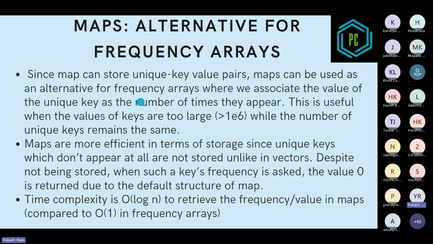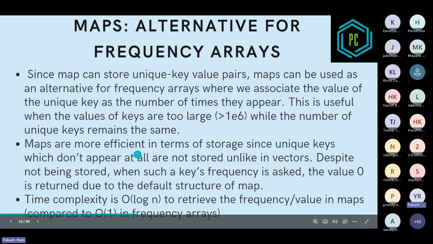But note that the number of inputs remains the same. So we can use maps here. Maps store unique key-value pairs. Here the key can be the value of the input elements, and the corresponding value can be the frequency of the elements. So in this way, you can use a map.